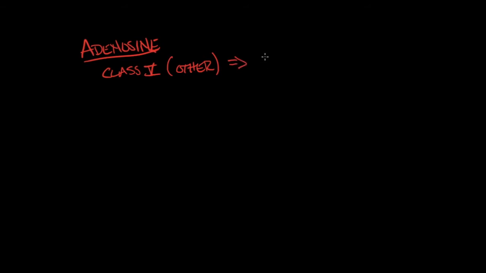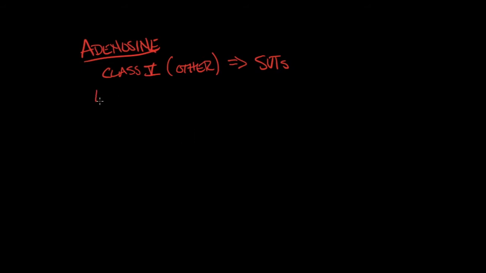Our next medication is adenosine. Now, adenosine is an antiarrhythmic, but doesn't really fit into the 4 classes of the Vaughan-Williams. You could kind of consider it a class 5, or basically an other. And this is going to be for the treatment of SVTs, or that narrow complex tachycardias.